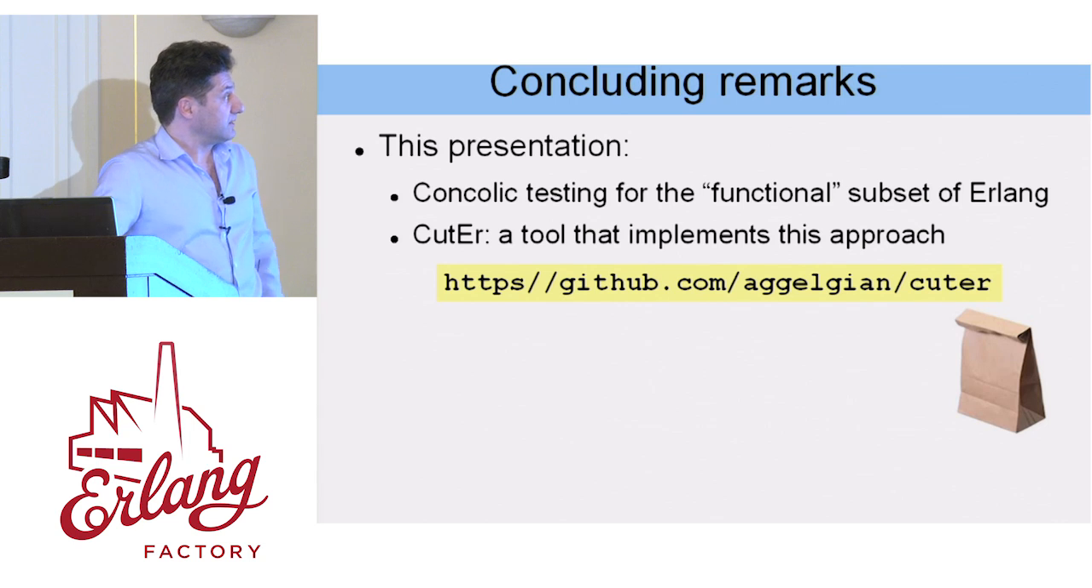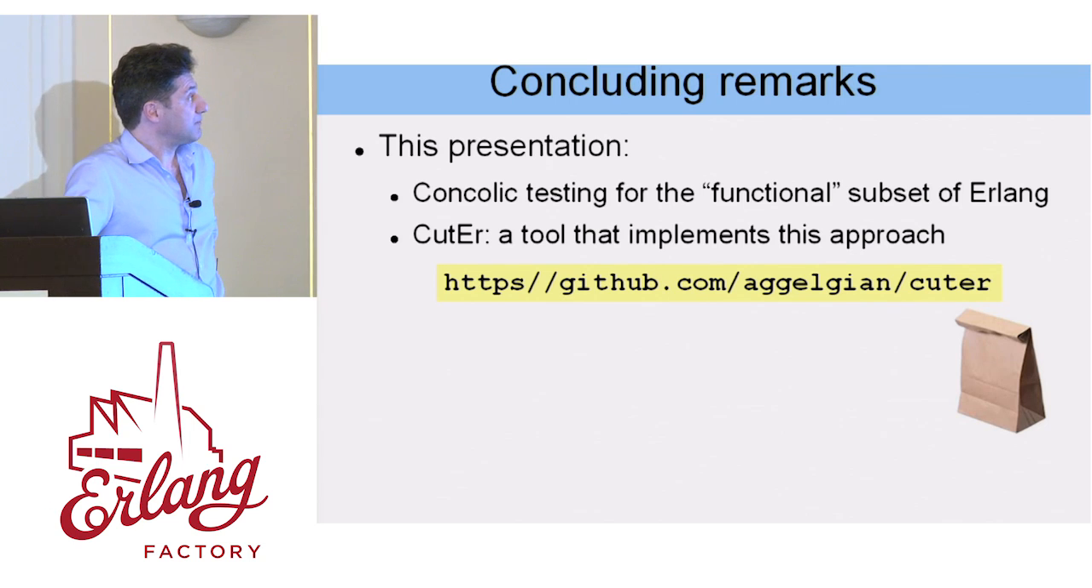So here are some concluding remarks. I presented the Concolic testing tool for the functional subset of Erlang. And there is a tool that has just been tagged on GitHub with the first version, 0.1, but it's pretty robust by now. We have been working more than 2 years on this.